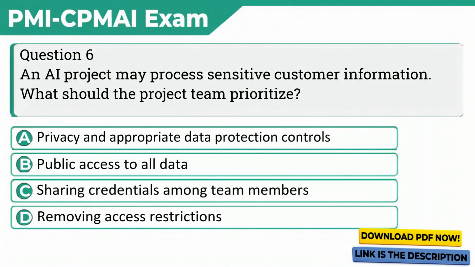Question 6. An AI project may process sensitive customer information. What should the project team prioritize? A. Privacy and appropriate data protection controls. B. Public access to all data. C. Sharing credentials among team members. D. Removing access restrictions.